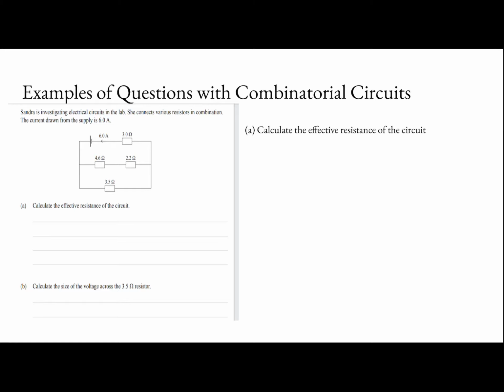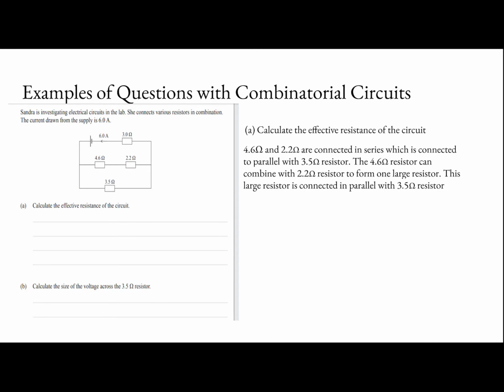Okay, so you should notice that there is a 3 ohm resistor connected in series, and there is a 4.6 ohm resistor and a 2.2 ohm resistor connected in series within a parallel with the 3.5 ohm resistor. So basically, this 4.6 ohm resistor and the 2.2 ohm resistor, first of all, you should combine these two resistors to make one big resistor. And that one big resistor is in parallel with the 3.5 ohm resistor. And then you'll find the R total for the parallel and add it to the 3 ohm resistor, okay?